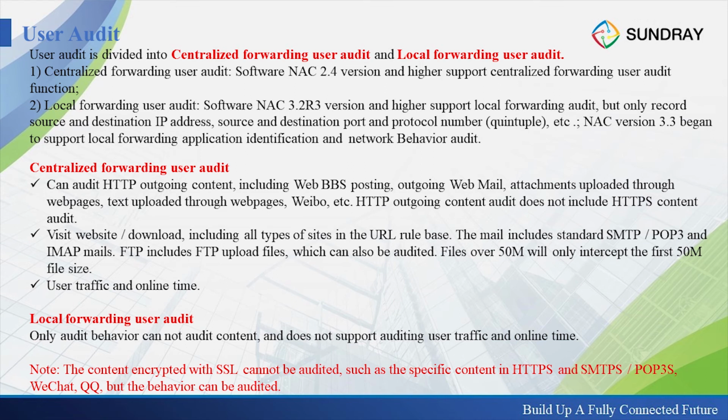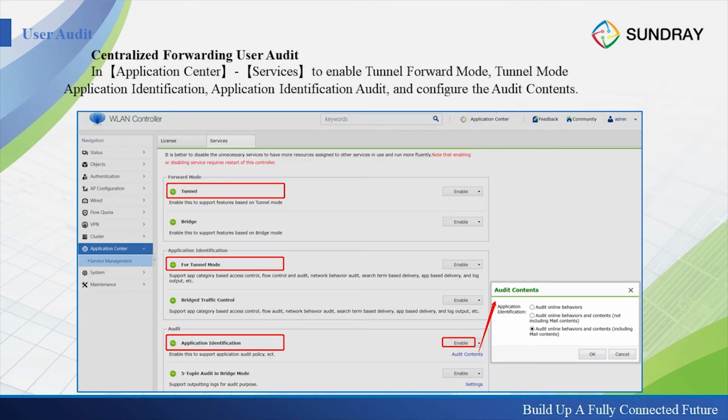But the behavior can be audited. It means we know that you send an email, or you use WeChat or QQ. We know that your network behavior will be recorded. So what's the configuration of centralized forwarding user audit?